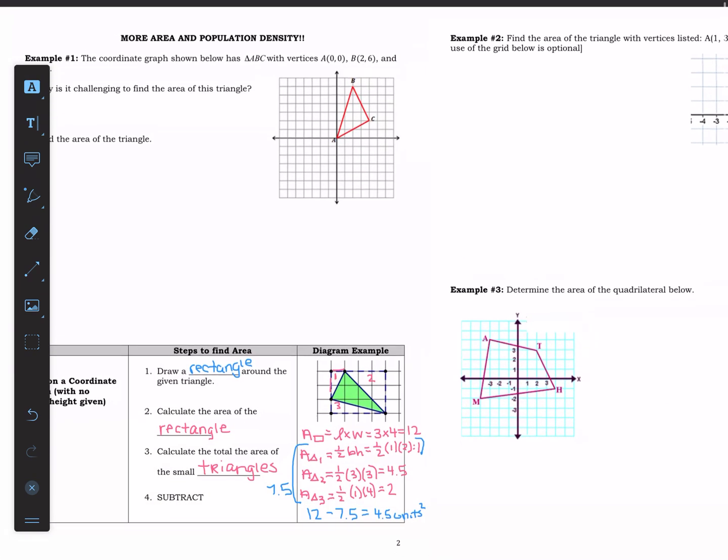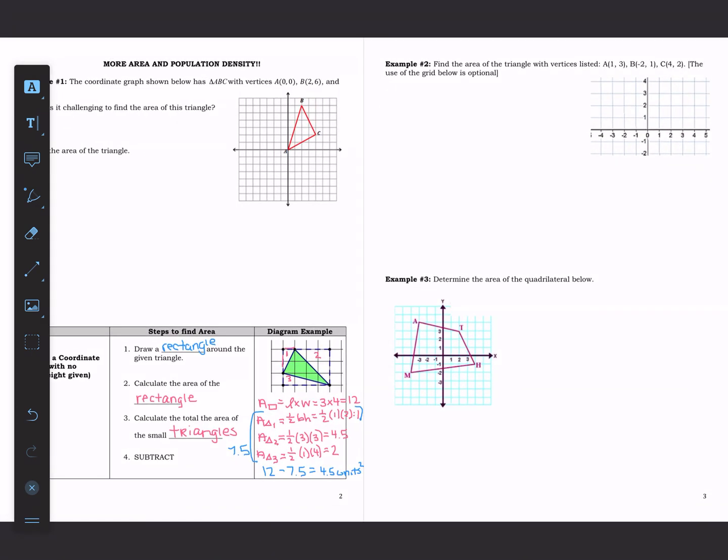Okay, so both questions, and again, I have the answer key up. All these questions on these 2 pages, so example 1, example 2, and example 3, are all done the same way. Now, example 3 has one teeny part of it that's a little different. There's actually also going to be a rectangle you need to subtract off.